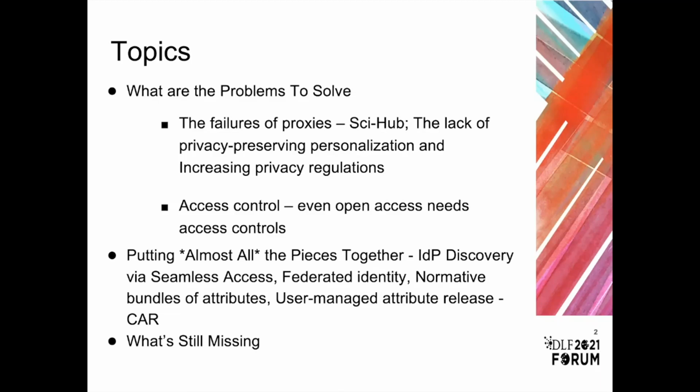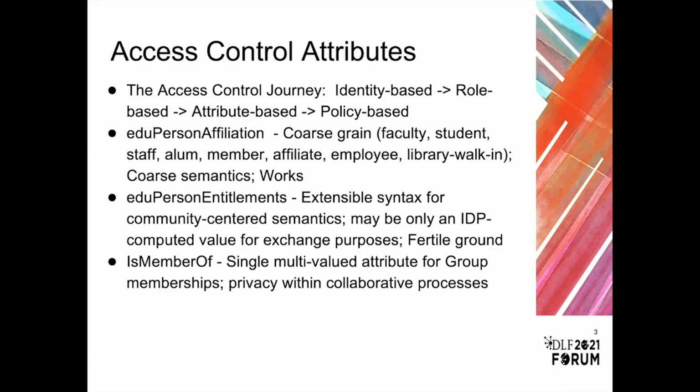We're trying to put all the pieces together. They're almost all together. The IdP discovery through Seamless Access that you heard earlier, federated identity, the move towards normative bundles of attributes that help enable those kinds of access controls. And finally, with software such as CLIR, user-managed attribute release so that the privacy fits the user. If we have time, I'll mention what's still missing from the overall vision.